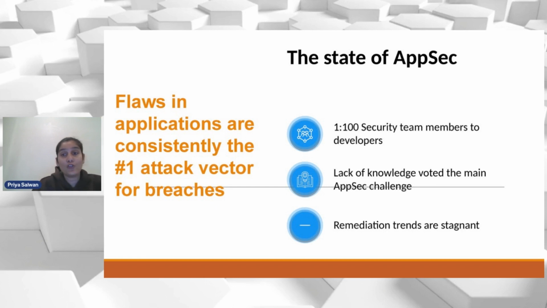Lack of knowledge was voted the main AppSec challenge. So we do have a skill gap, which requires us to have more DevSecOps people, who bring the three ecosystems together and lessen the silos that exist at the moment between the three.